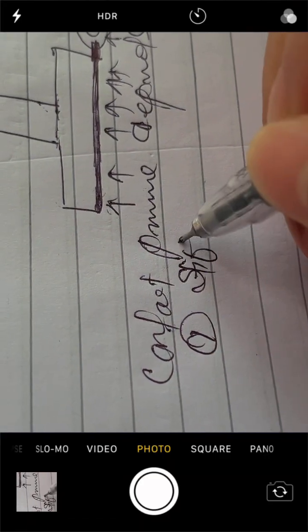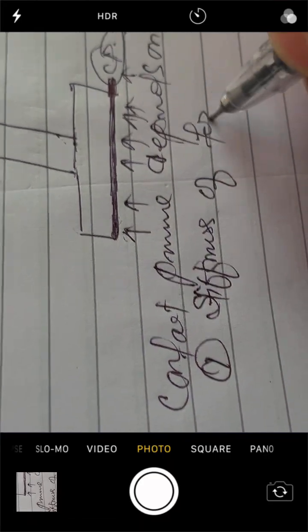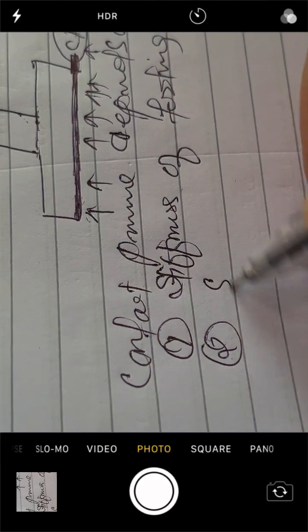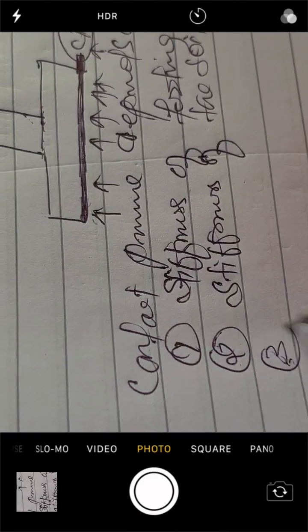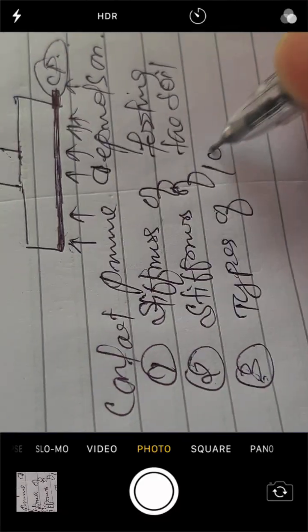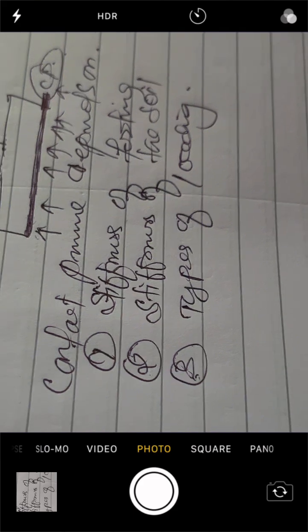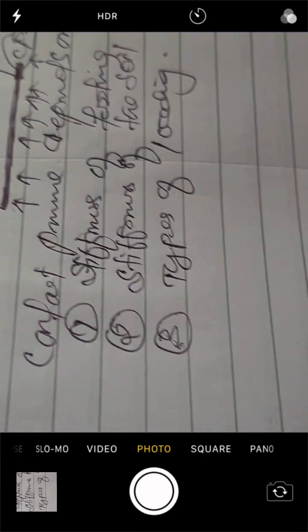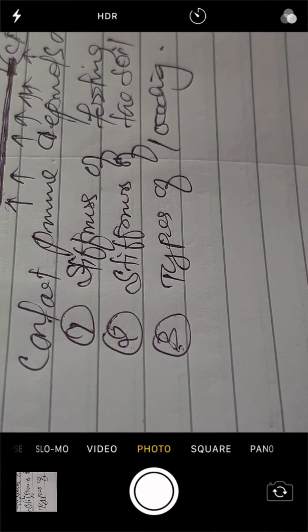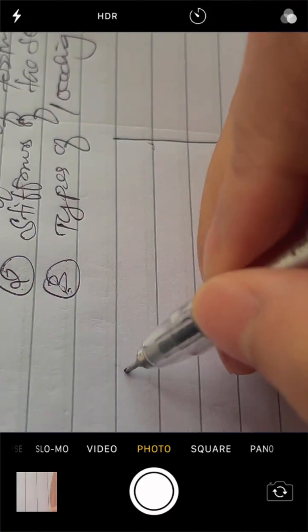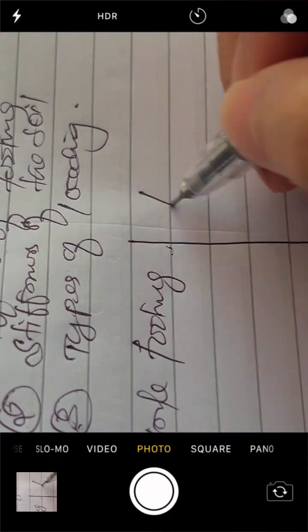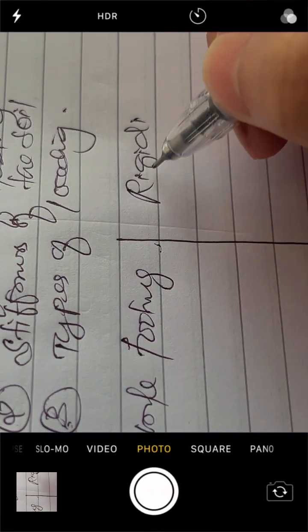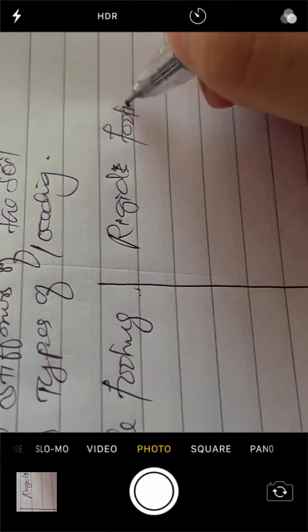the first one is stiffness of footing, the second is stiffness of the soil, and the third one is types of loading. So now we will see how the contact pressure acts in a rigid footing and in a flexible footing. This is for flexible footing, and this is for my rigid footing.